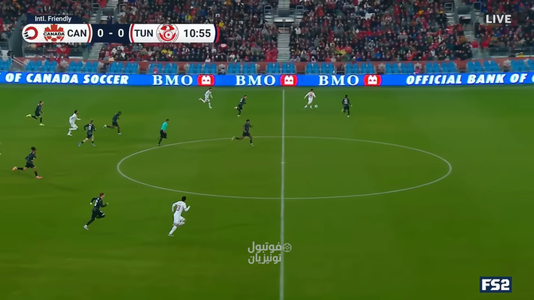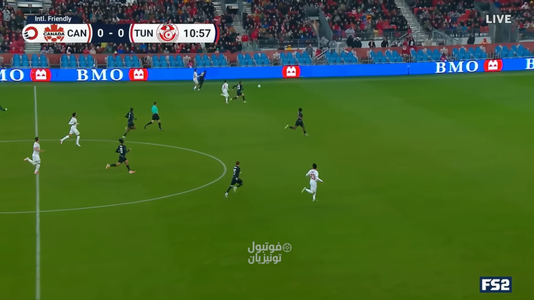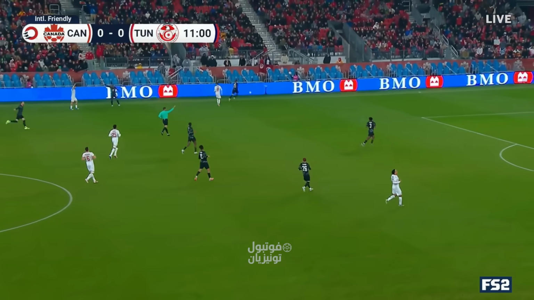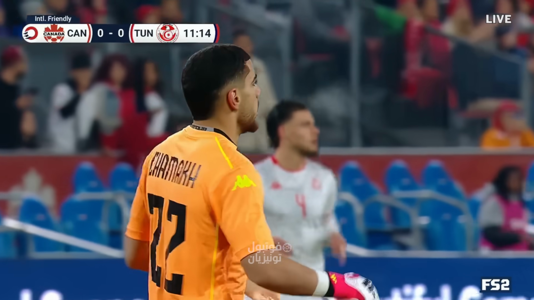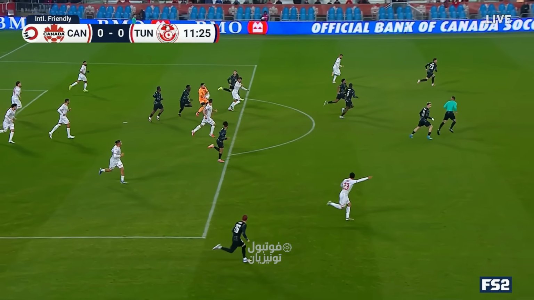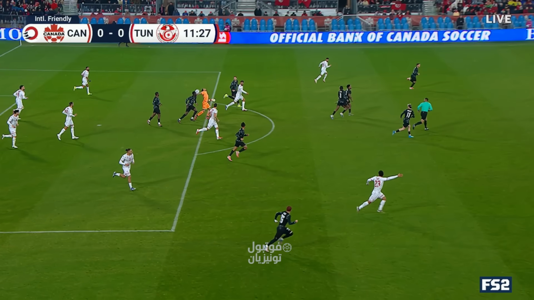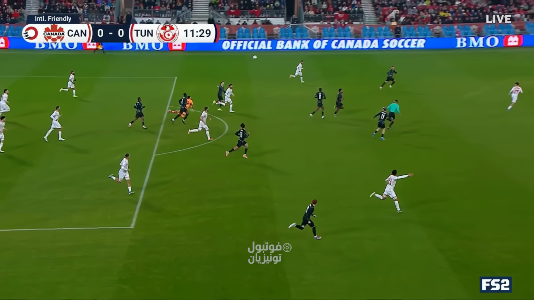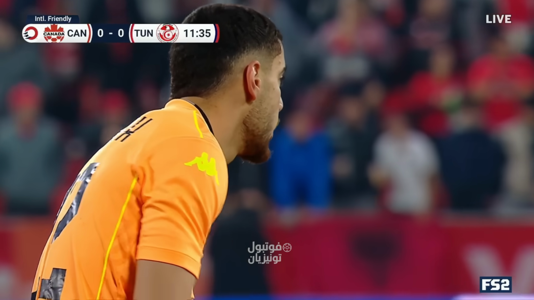Chamakh goes down on the slick pitch. Ball played forward. Ben Farhat looking for help this time. Here's another look at Chamakh, who came very close delivering the ball forward.